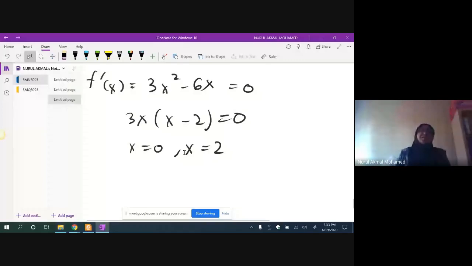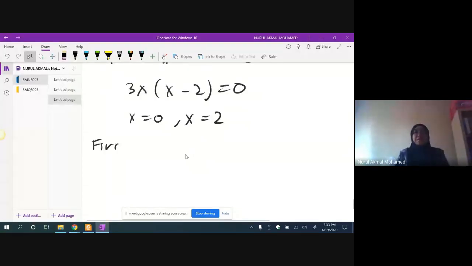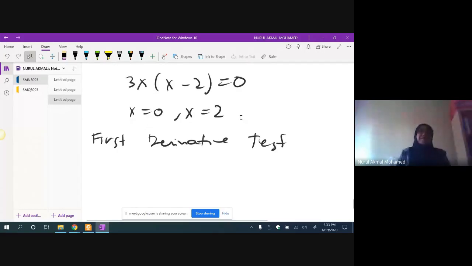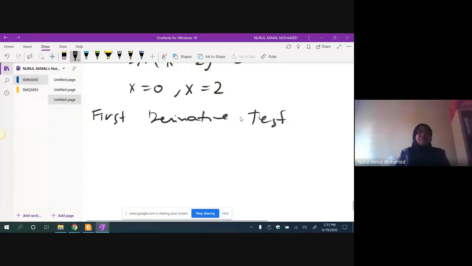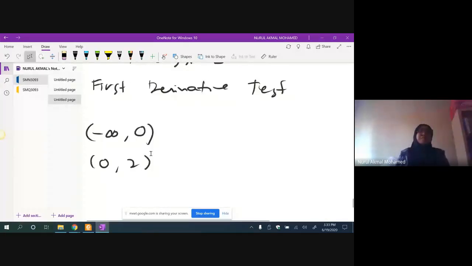By using the first derivative test, we decide the intervals. The intervals are decided based on these 2 points. Firstly, it is from negative infinity up to 0, since the smallest point is 0. The second interval will be from 0 up to 2, and the third one will be from 2 up to infinity. So we have 3 intervals.